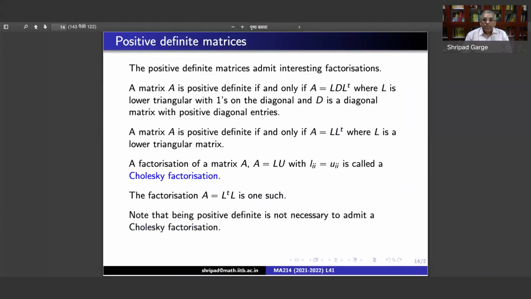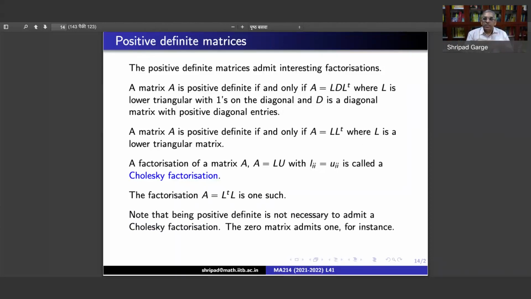Note that just being positive definite is not enough, and it's not even necessary, to admit a Cholesky factorization. You just want L into U, where L is lower triangular, U is upper triangular, and of course, the zero matrix admits the Cholesky factorization, for instance, because 0 is 0 into 0. The zero matrix is lower triangular and the zero matrix is also upper triangular. So admitting a Cholesky factorization is not equivalent to positive definiteness, but whenever you have a positive definite matrix, you will get a Cholesky factorization.